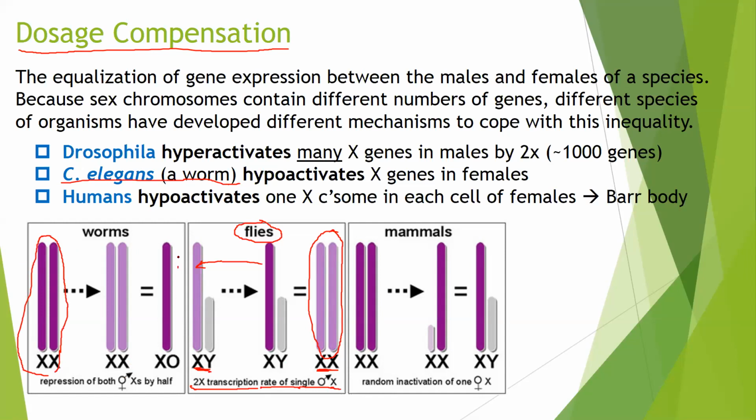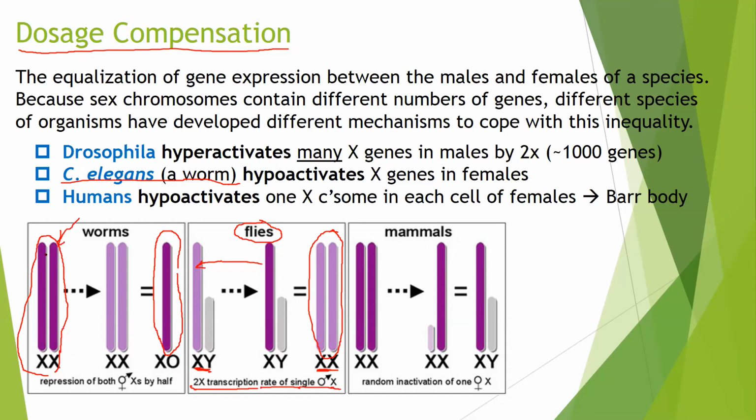The male only has 1 copy of the X chromosome. So to achieve the balance between the female and the male, the worm uses a different mechanism. What they do is try to suppress the X-linked genes in the female. So for example, there are 2 copies of the X chromosome in the female, right?